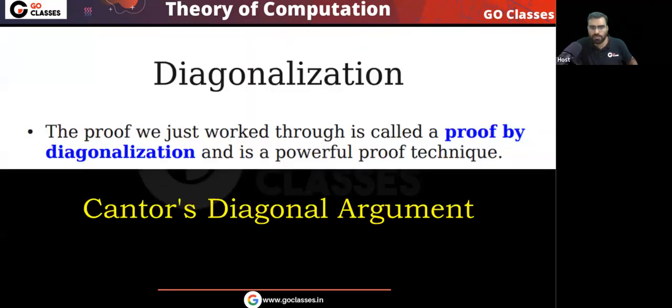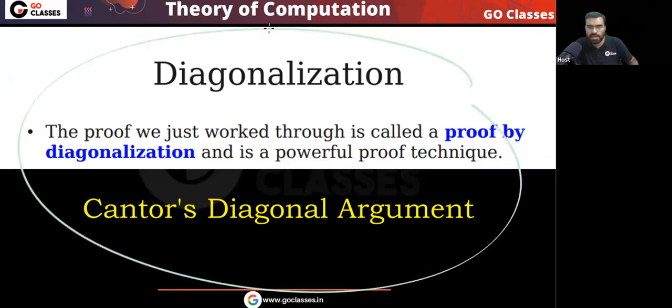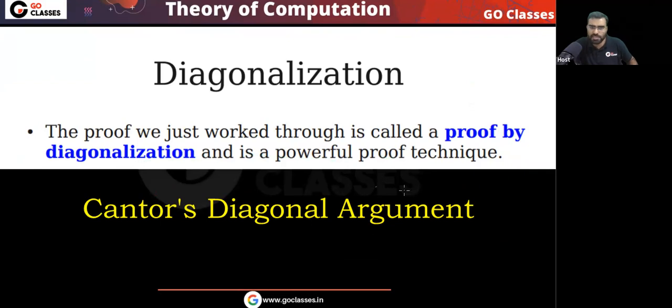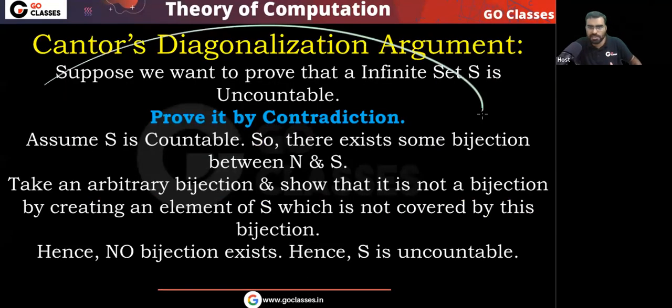Did you like the proof? This proof is called Cantor's diagonalization proof, proof by diagonalization, or Cantor's diagonal argument. Okay, this is what we have seen. I hope you understood this. Please tell me, did you like this proof? This method is very simple, right? If you solve 2-3 questions, then this is much easier. This is very easy.